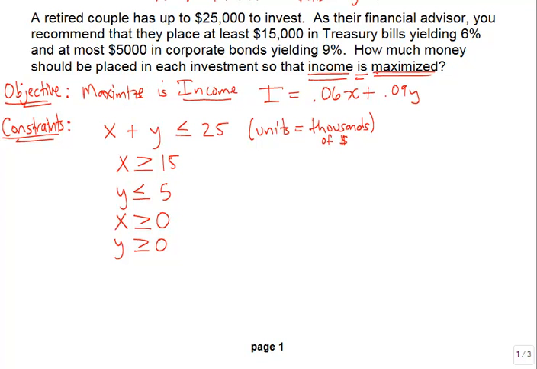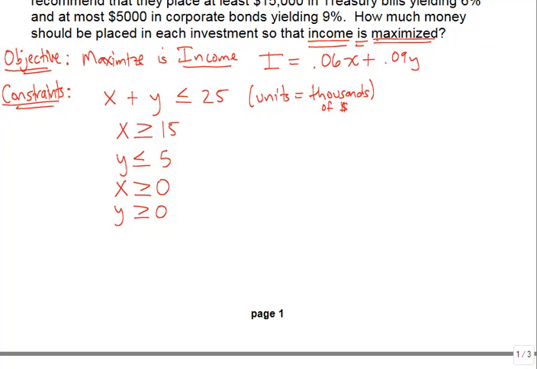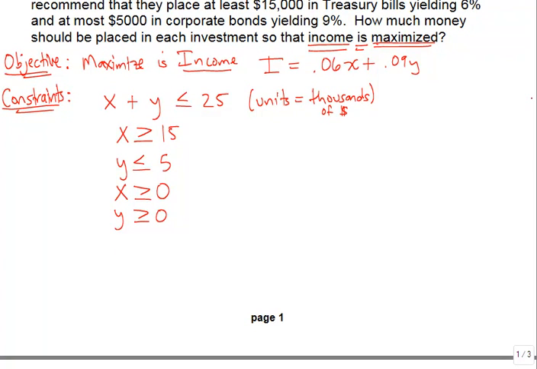Now here's the process that we're going to go through to figure this out. The first thing we're going to need to do is draw a graph that shows all of these constraints. So we're going to graph all of our constraints at once. So let's do that over here. And what we want to do is shade in the region where all of these constraints overlap.